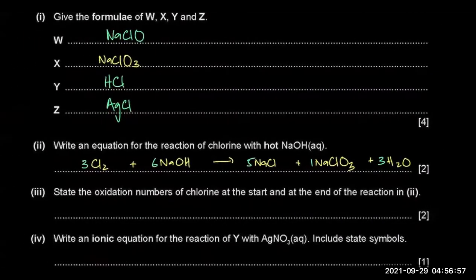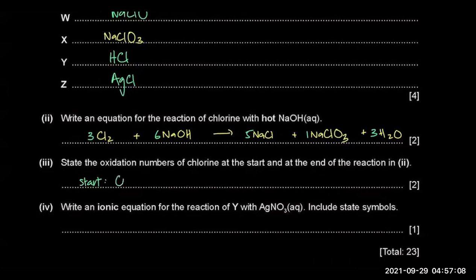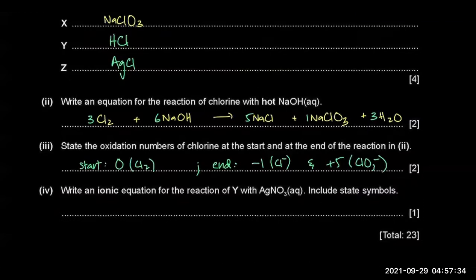State the oxidation numbers of chlorine at the start and at the end of the reaction in part 2. So at the start, it's just 0, right? That's in Cl2. Yes, and at the end, in Cl minus, chlorine is -1, that's for NaCl, and +5, right? That's for ClO3 minus, chlorate 5.